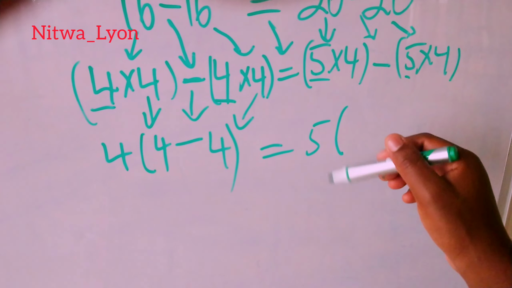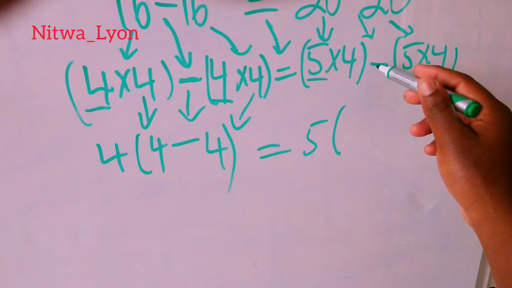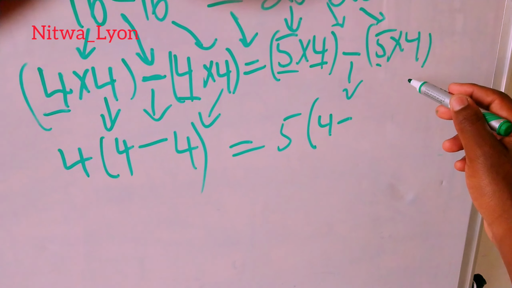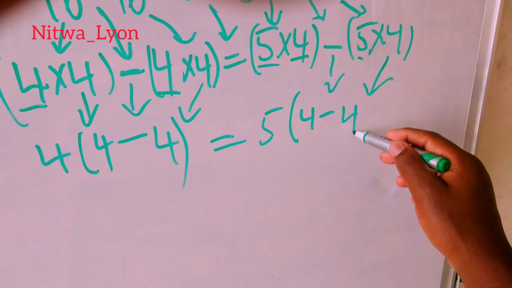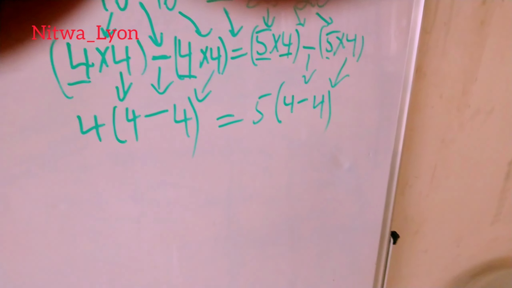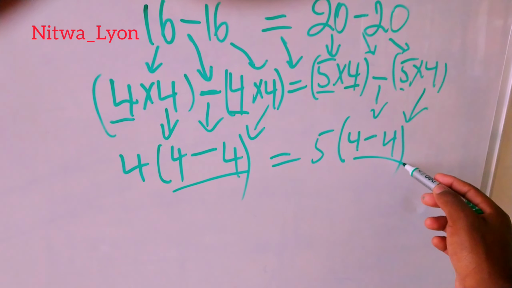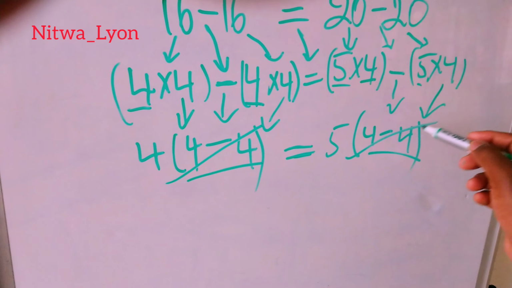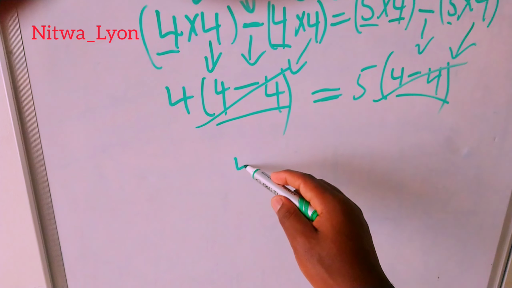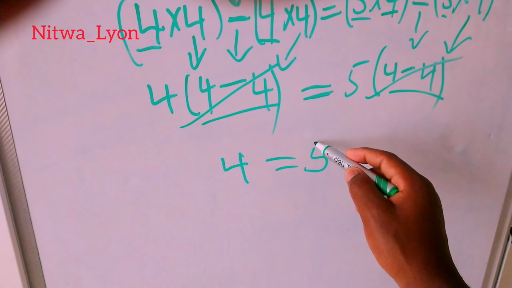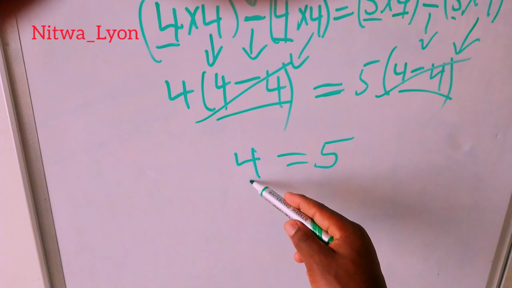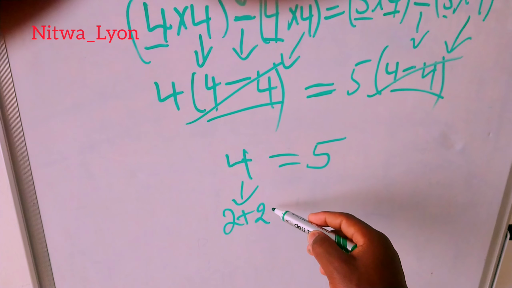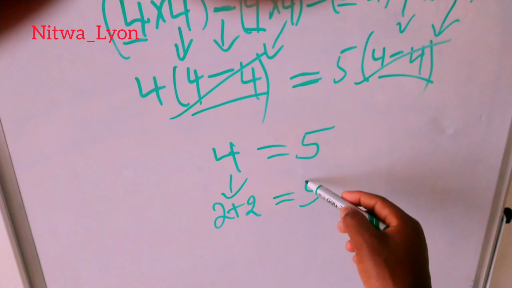Then bracket 4, this 4, negative this 4. Then as you see, 4 negative 4 and 4 negative 4 are equal, and there is an equal sign. Then it will be equal to 0. Then we will remain with 4 equals 5. Then we know that 2 plus 2 equals 4. Then 2 plus 2 will equal this 5.